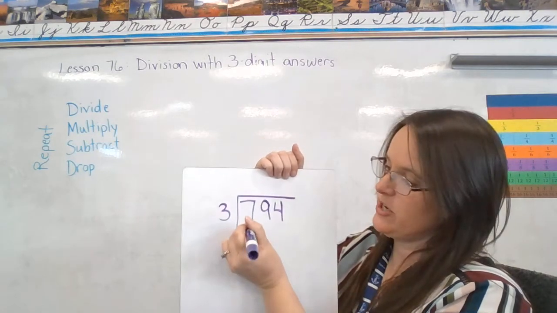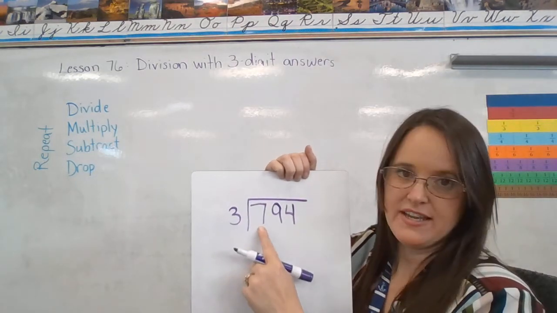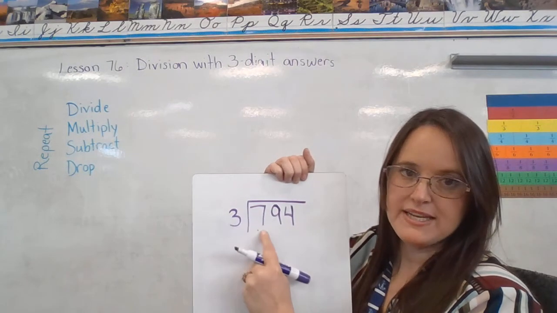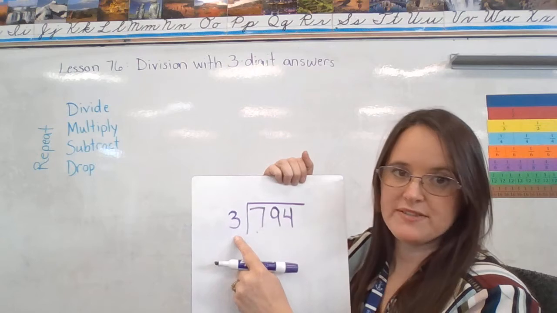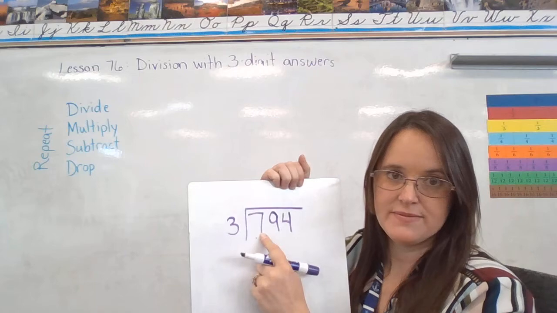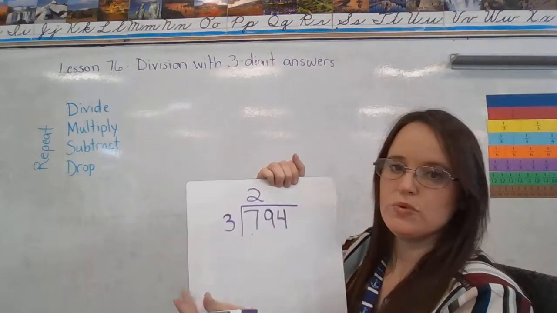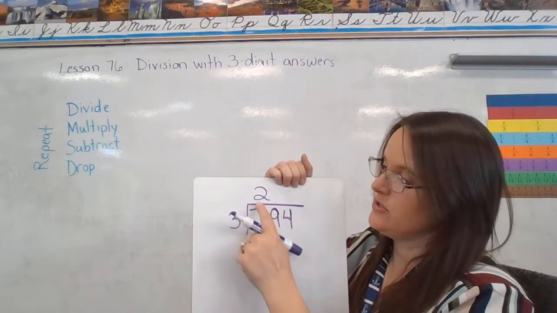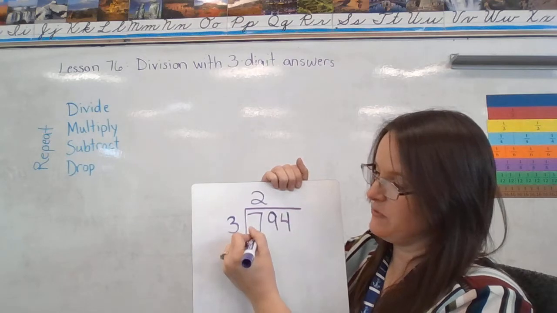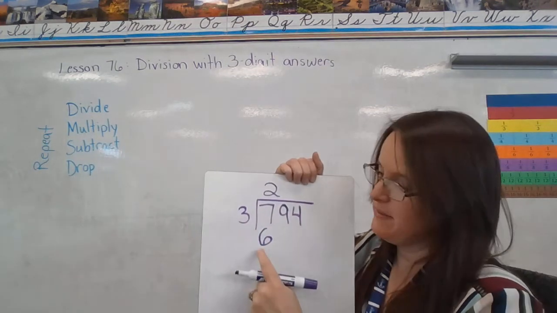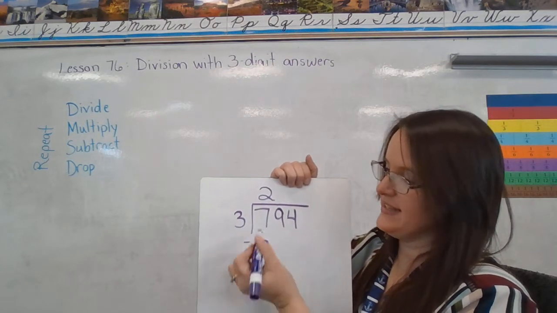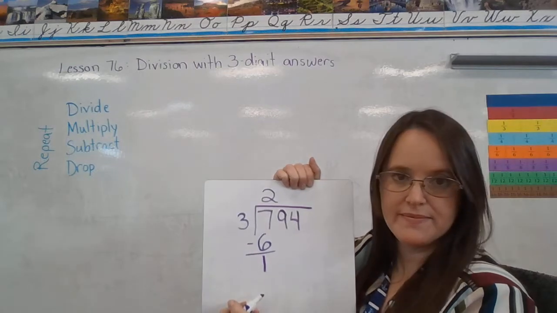So in this situation, we start with looking at the hundreds place, my 7 here. Can we divide 7 by 3? How many times or how many groups of 3 can we make if we have a total of 7 hundreds? We can make 2 groups of 3. So then we multiply. 2 times 3 gives us 6. If we make 2 groups of 3, it means we've used 6 of our hundreds. Next, we subtract. 7 minus 6 is 1.